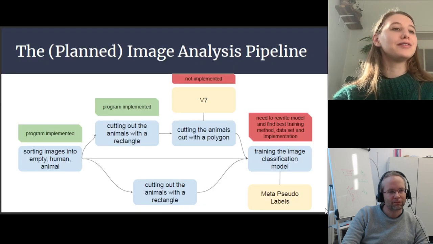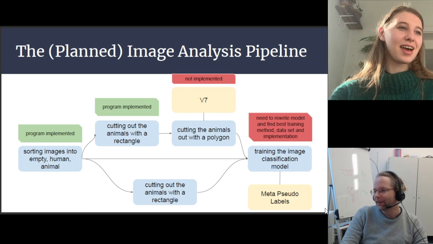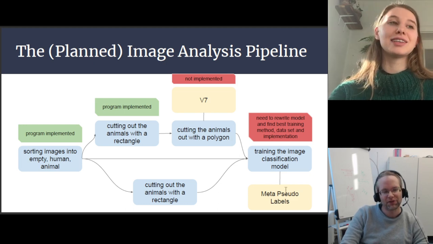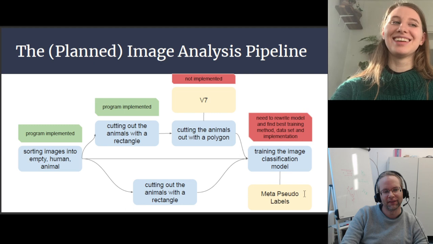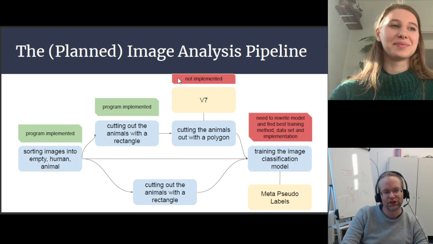Maybe. I don't know if there are more slides, but I think there's another planned image pipeline thing. Ah, yeah. That's just the last overview that you can see with the different pipelines. So you're still working on 2 parts, right?